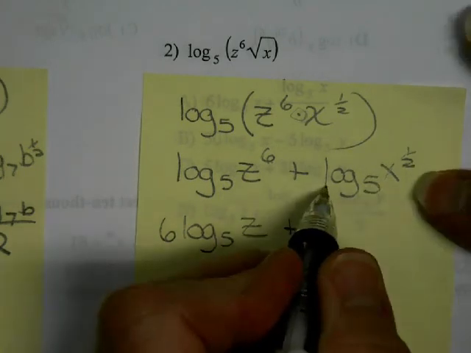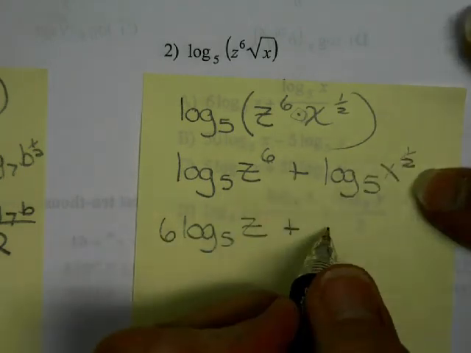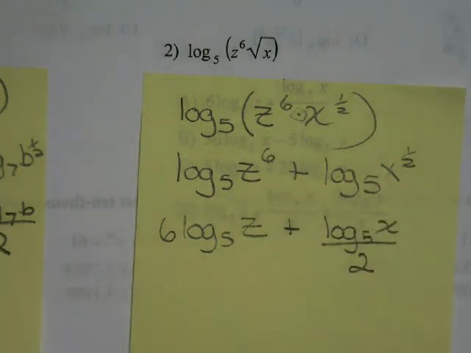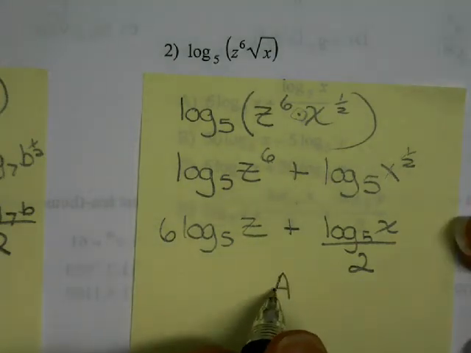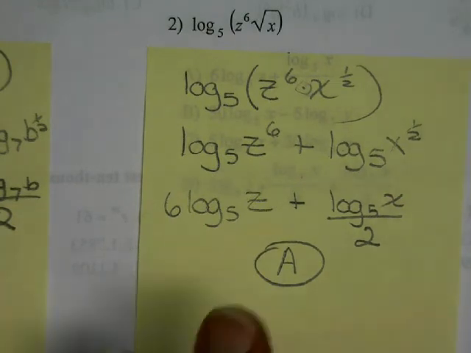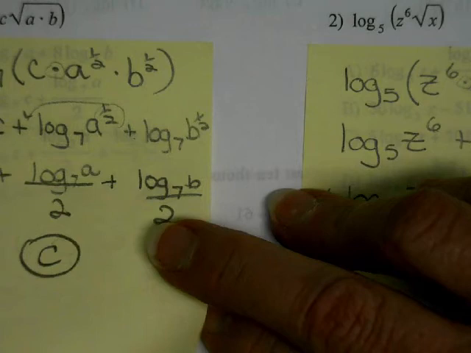So when I take log base 5 of x times 1/2, log base 5 of x becomes the numerator, over 2 is the denominator, and that is letter A. Everything matches. So this is why it's a good final, because you got to know everything about everything. Crazy, huh? That's math. But it builds on you. You know, you practice, practice, practice. Practice makes better.